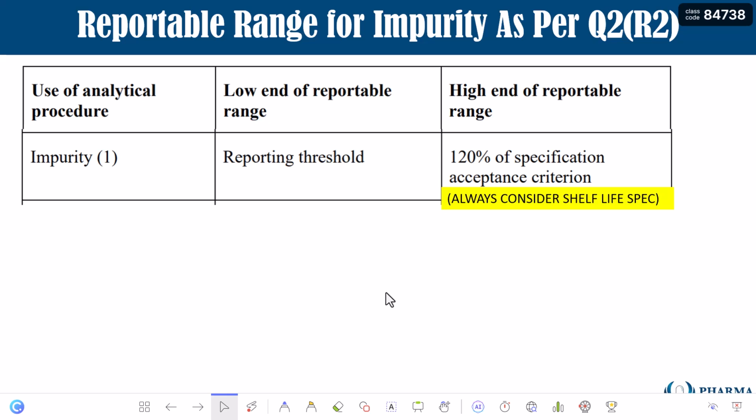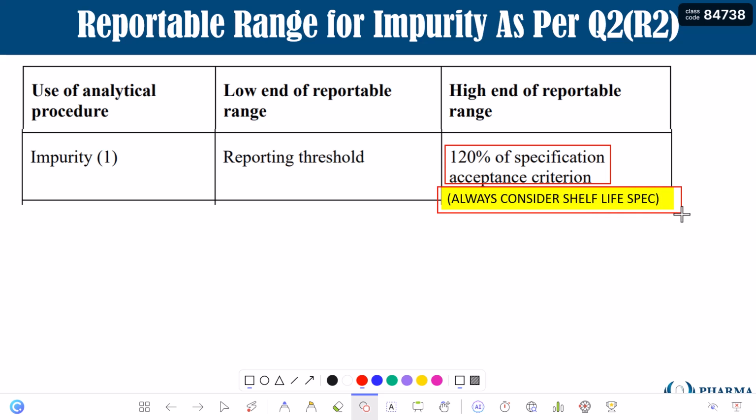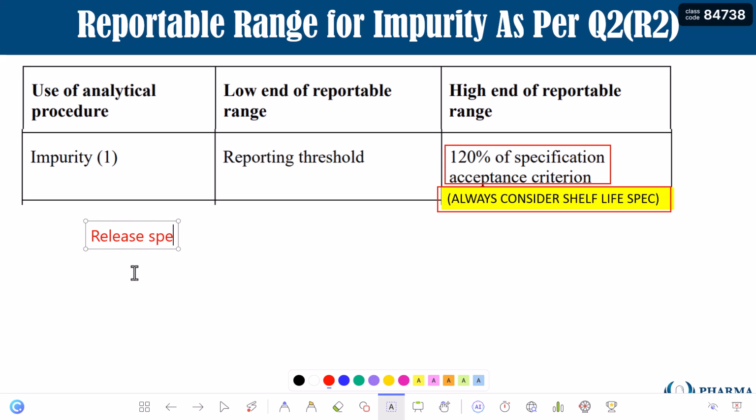Let us now understand the high end in the next slide, how to define the high end concentration. So high end concentration can be defined by understanding this statement: 120% of specification acceptance criteria. And here is the additional information given, which is not part of the guideline by the way, but you need to consider this point also. Always consider shelf life spec concentration. See, most of the times, you will have two different specifications. One is release spec and another is the shelf life specification.